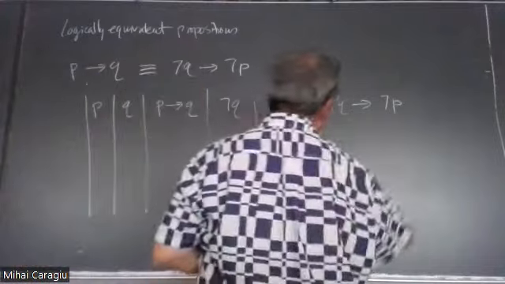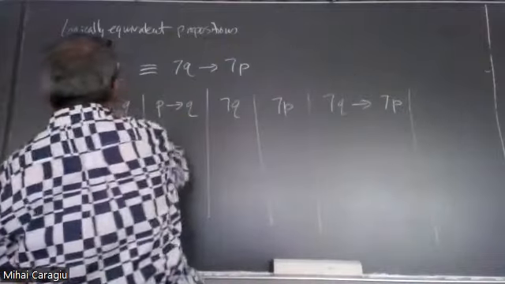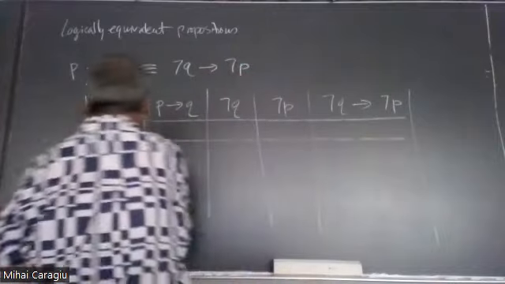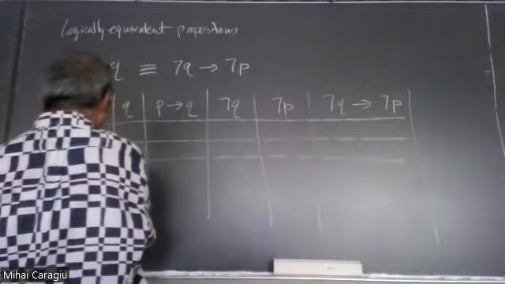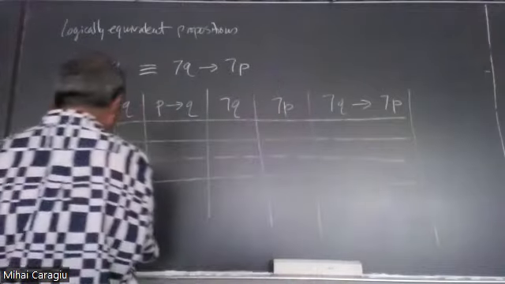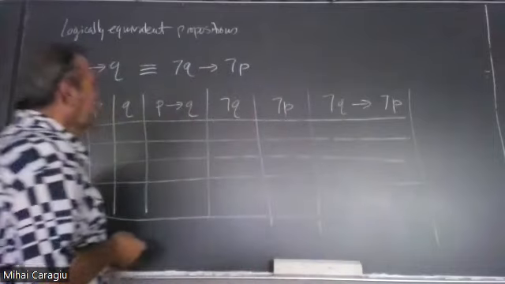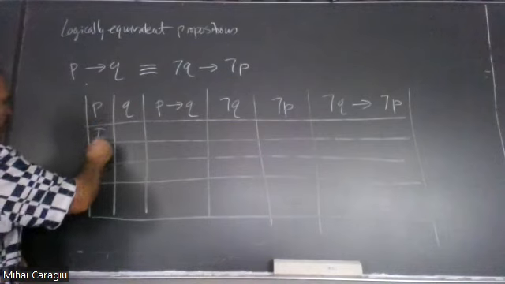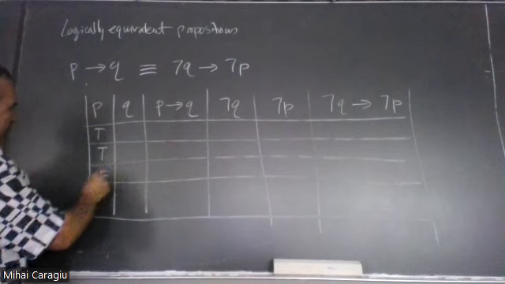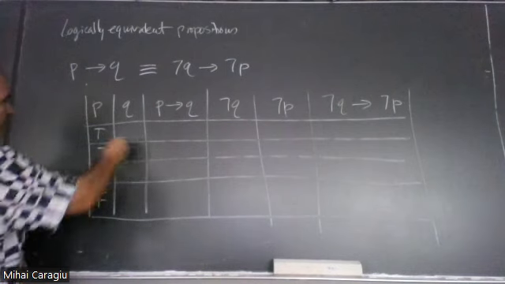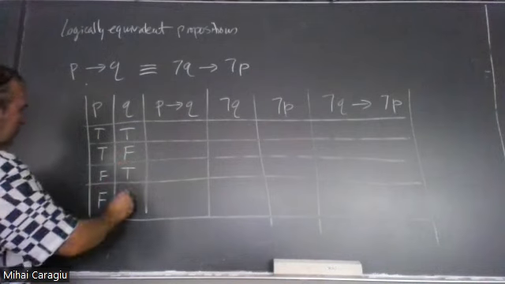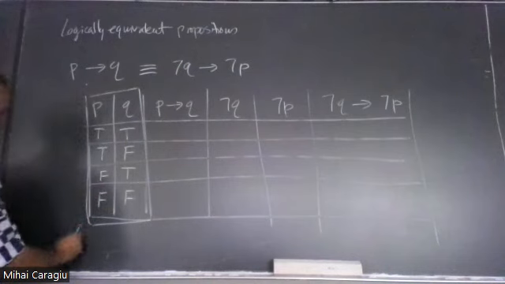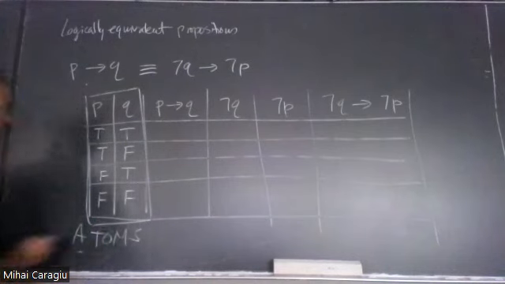Let's set up the truth table here. One, two, three, four. Okay. Let's complete the columns of the atoms in a standardized way. First half with T's: true, true. Second half with F's: false, false. Then double the frequency: true, false, true, false. So we are done with the atoms. The atoms are P and Q.